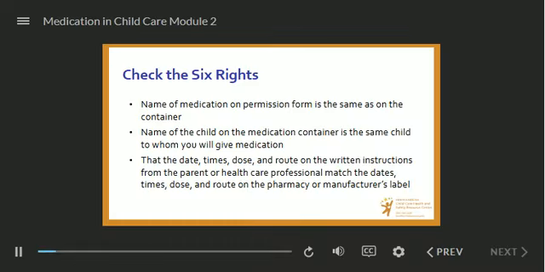The next step is finding the child and reviewing the 6 rights. Check that the name of the medication on the permission form is the same as the name of the medication on the container. That the name of the child on the medication container is the same child to whom you will give the medication. And that the date, times, dose, and route on the written instructions from the parent or healthcare professional match the dates, times, dose, and route on the pharmacy or manufacturer's label.